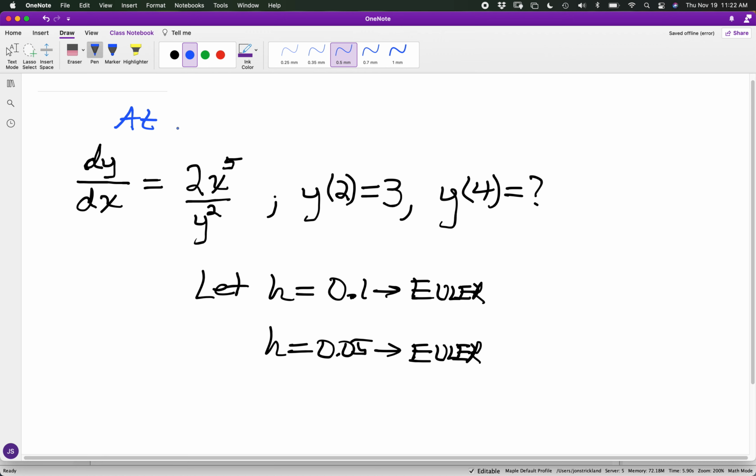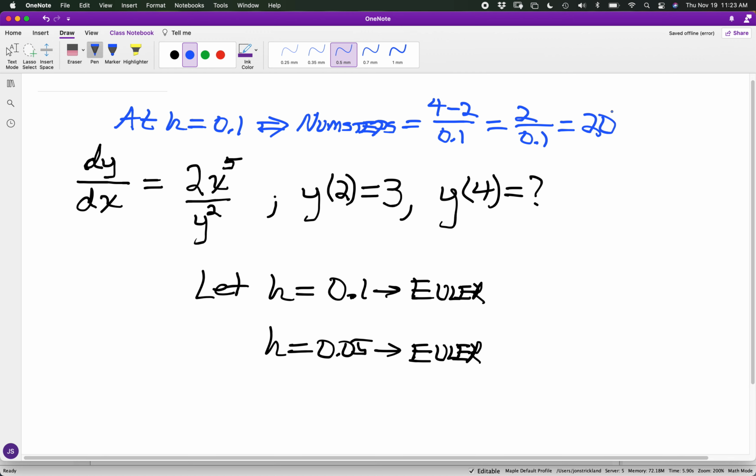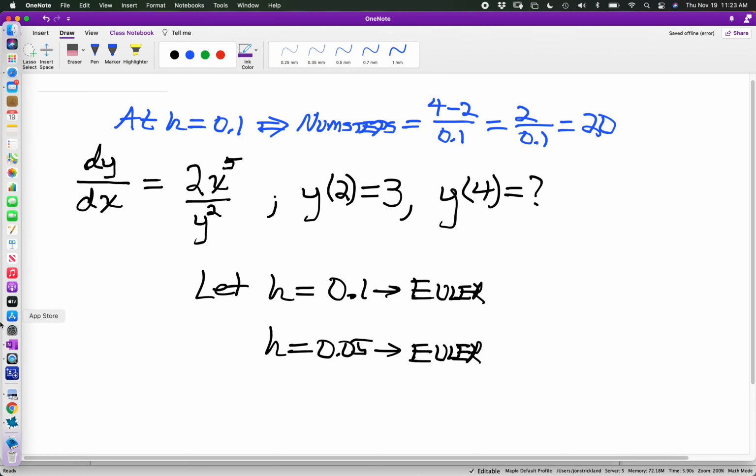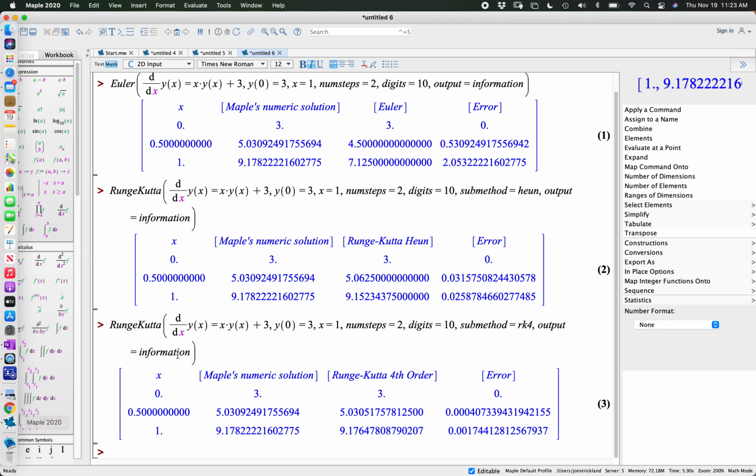So we have h equal to 0.1. If you were to enter the number of steps, you're looking at the final value of x minus the initial, so 4 minus 2 over 0.1. So you have 2 over 1/10, so you're going to have 20 steps in the process. This is where the step size is 0.1.